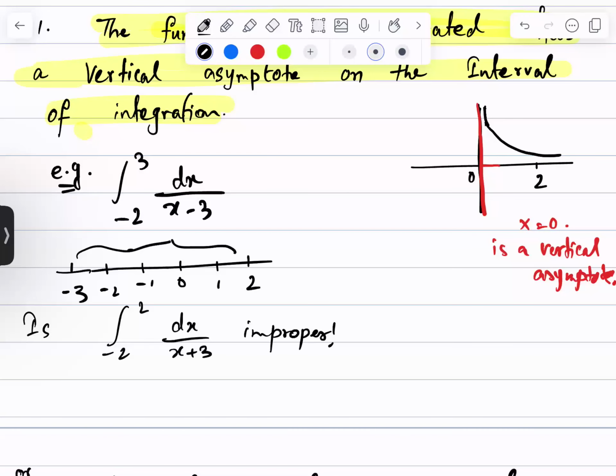Okay, my screen freezes somehow. Okay, sorry, my screen got frozen.